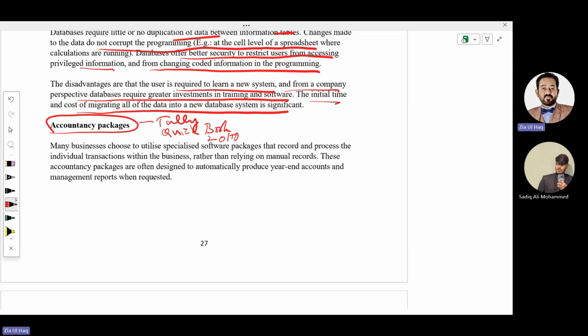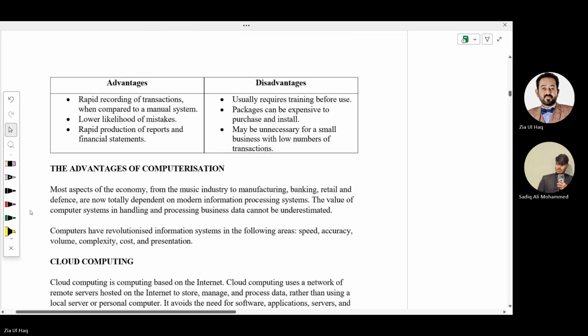So many businesses choose to utilize a specialized software package that records and processes individual transactions within the business rather than relying on manual records. These accounting packages are often designed to automatically provide year-end accounts and management reports when required. There are some advantages: rapid, quick recording of transactions, lower likelihood of mistakes, it means there will be no mistakes, accuracy of calculation, and rapid production of financial statements. Through a single click of a button, you can produce financial statements quickly.